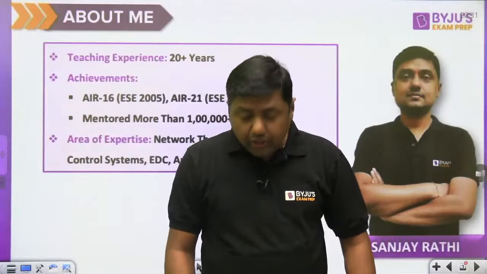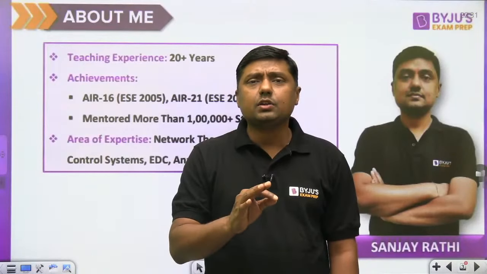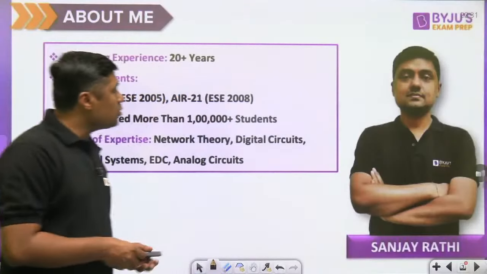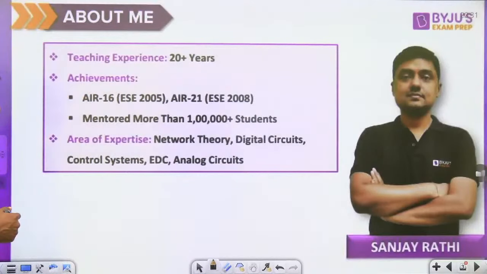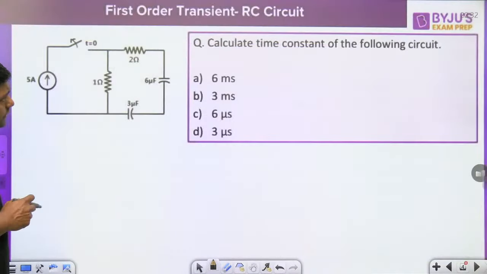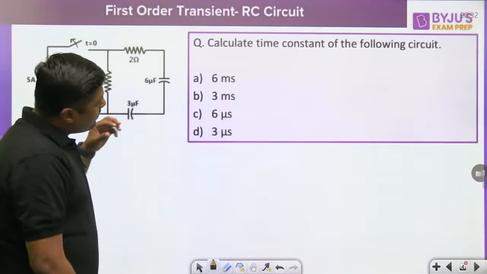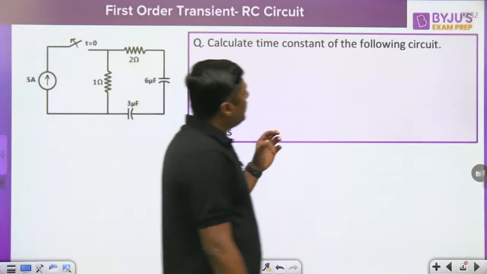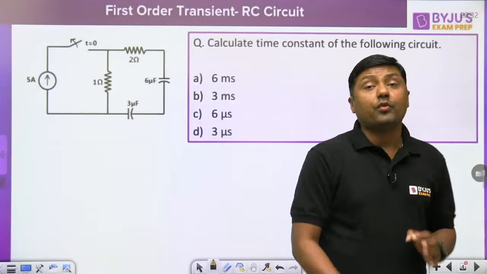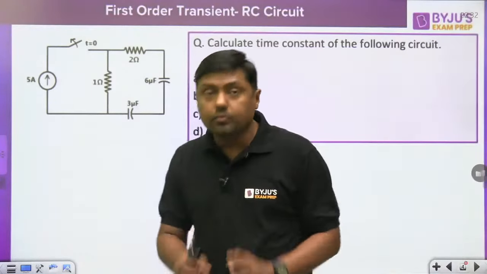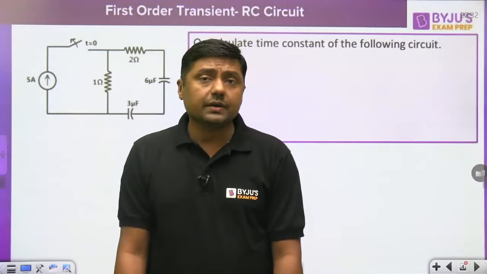So please try to solve some important numericals on transient. Already we have discussed the theory of RC circuit with source and RC circuit without source, also known as source free RC circuit. So first question, very simple question: calculate the time constant of the following circuit. What is the time constant of the following circuit, right?